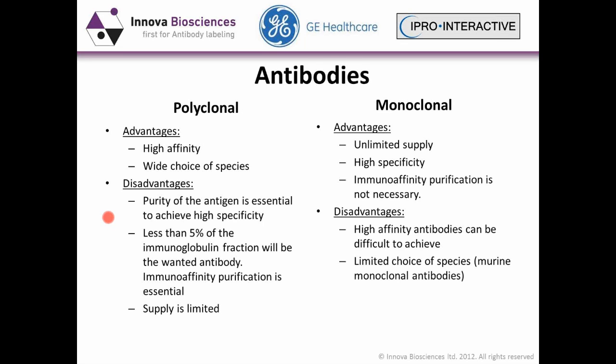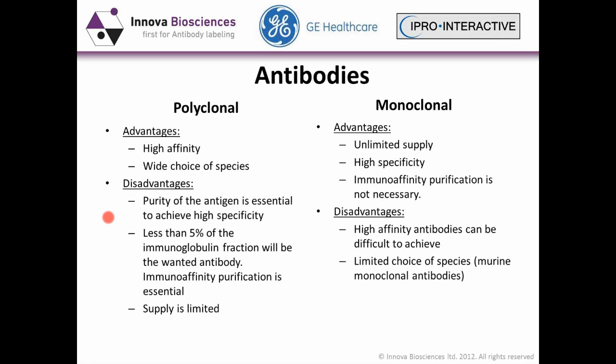Second problem or disadvantage is that out of the total immunoglobulin fraction in the antiserum, one would be lucky to get more than 5% as the pure antibody to the analyte in question. So therefore, immunoaffinity purification is very essential. And the final point is that the supply is limited and it's related to how long the immunized animal lasts.